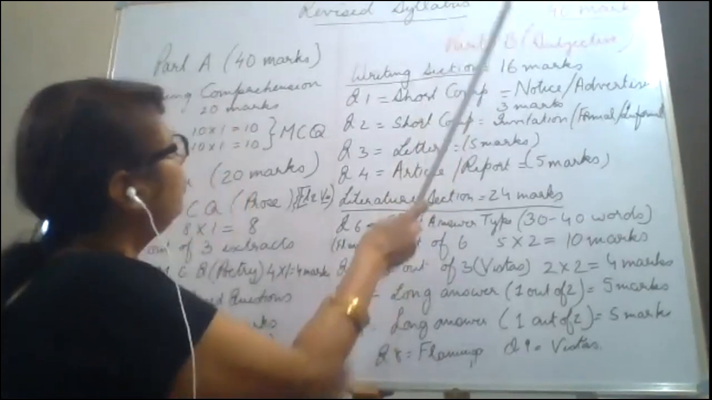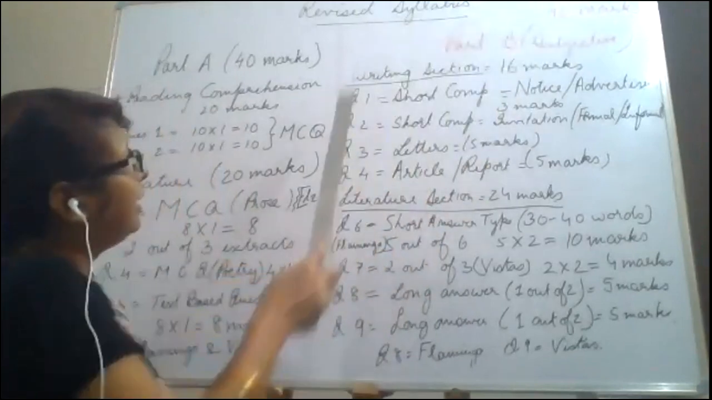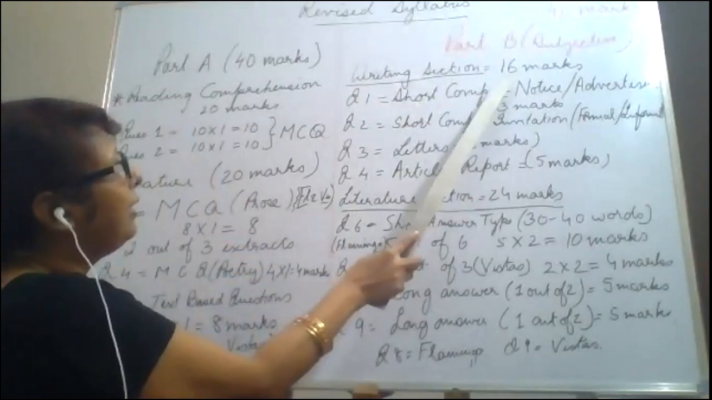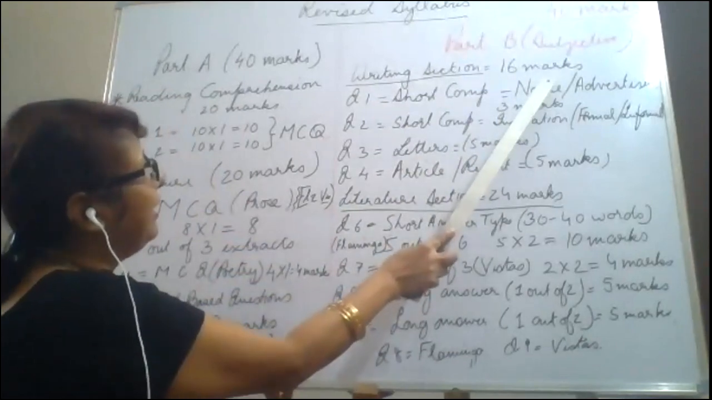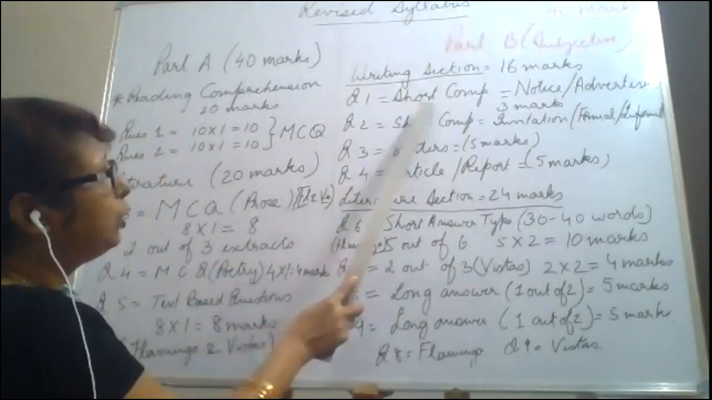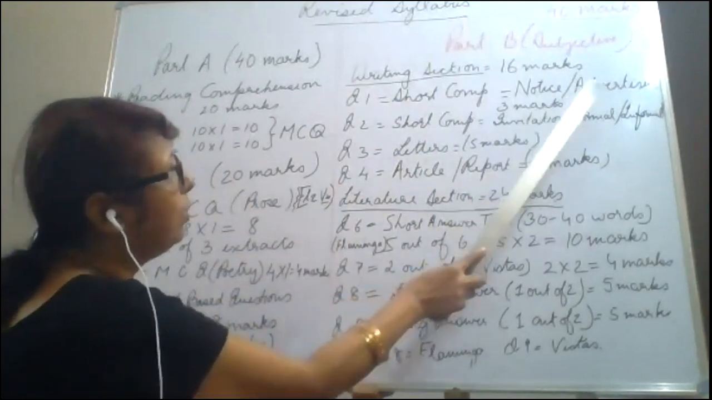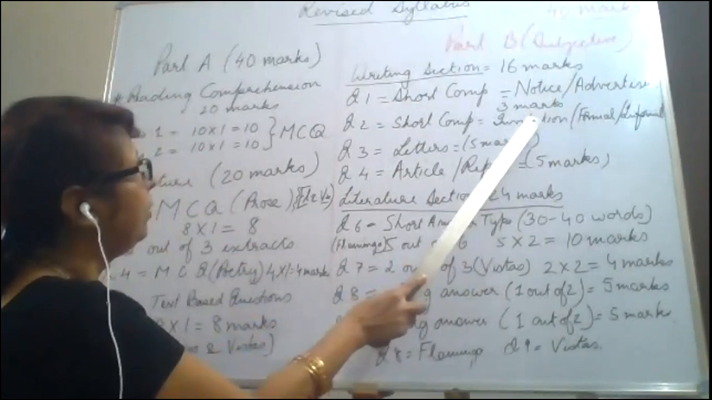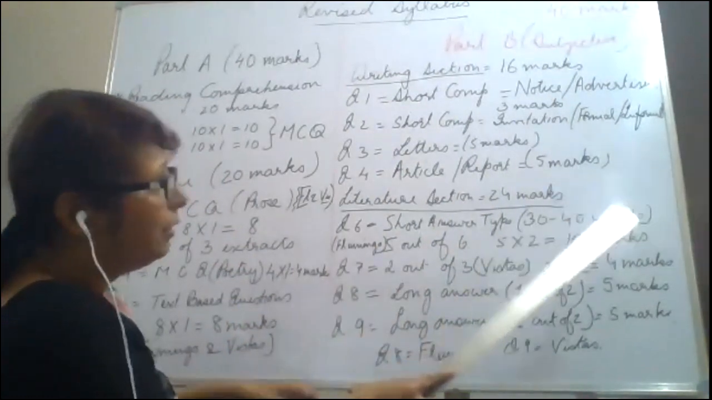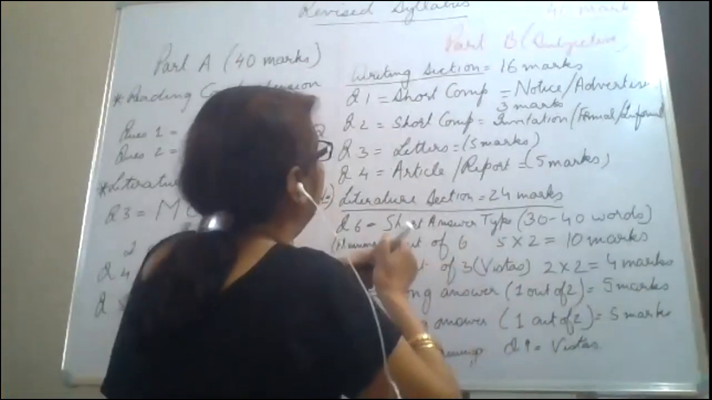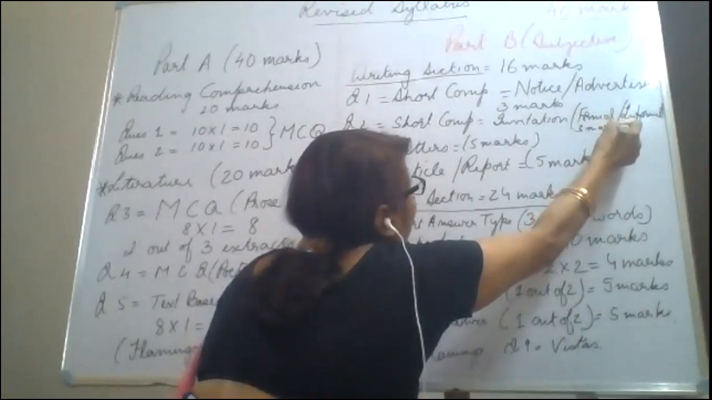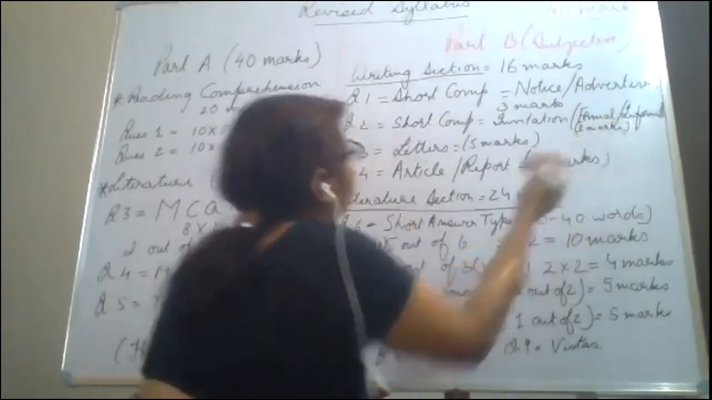Now let us come to this. The subjective part, that is part B, again carries 40 marks. First, you are getting the creative part, that is the writing section, of 16 marks. Question number 1, short composition, in which you will be getting notice and advertisement, carrying 3 marks. Short composition, question number 2, again carrying 3 marks. I have forgotten to write the marks. Again, this will carry 3 marks only.